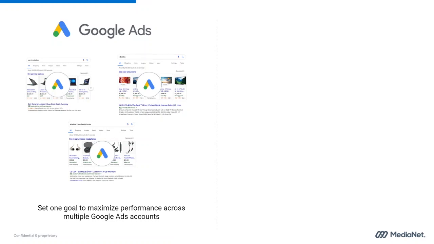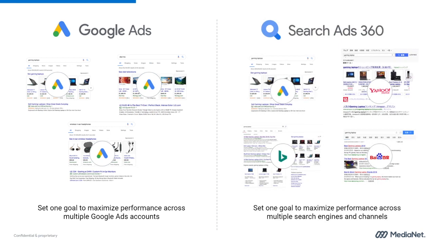First, you have Google Ads, which allows you to manage search ads on multiple Google search engine accounts across desktop and mobile, and optimize them to one primary goal. Search Ads 360, on the other hand, allows you to optimize one goal across multiple search engines and channels, and each of those channels can have multiple accounts.